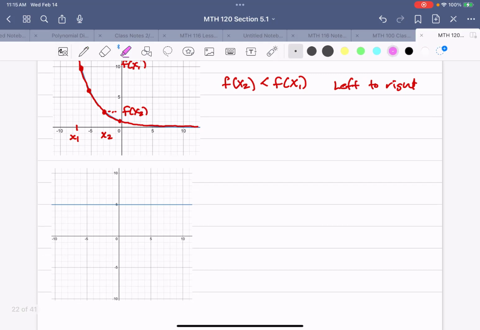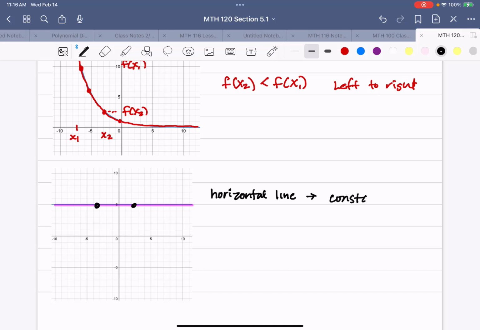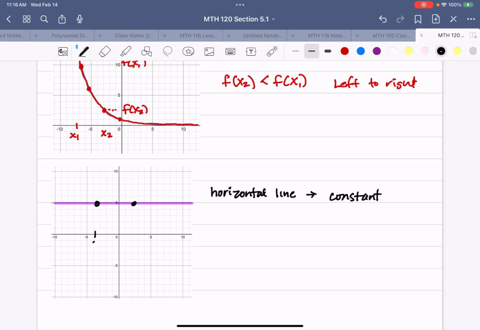Now this function is this line right here, this horizontal line. Whenever you have a horizontal line, that means there's no change from this point to this point in the y value. Okay, that's called a constant function. So for this x1 and this x2, f of x1, which is right here, and f of x2, which is right here, are equal. So f of x1 equals f of x2. And again, we always move from left to right, although with the constant, it really doesn't matter because they're always on that flat horizontal.